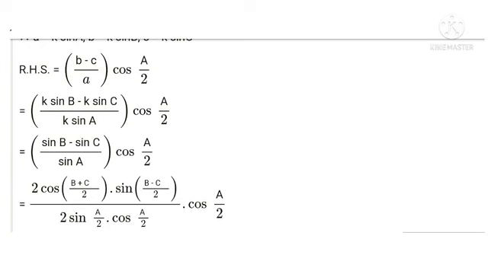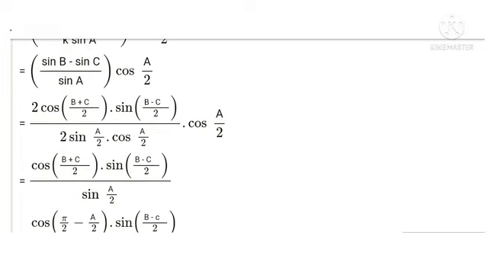You put the value. What is the value of b? k sin B. What is the value of c? k sin C. And a is k sin A into cos A upon 2. Okay. So here k is common and k gets cancelled. Sin B minus sin C upon sin A is equal to cos A upon 2.